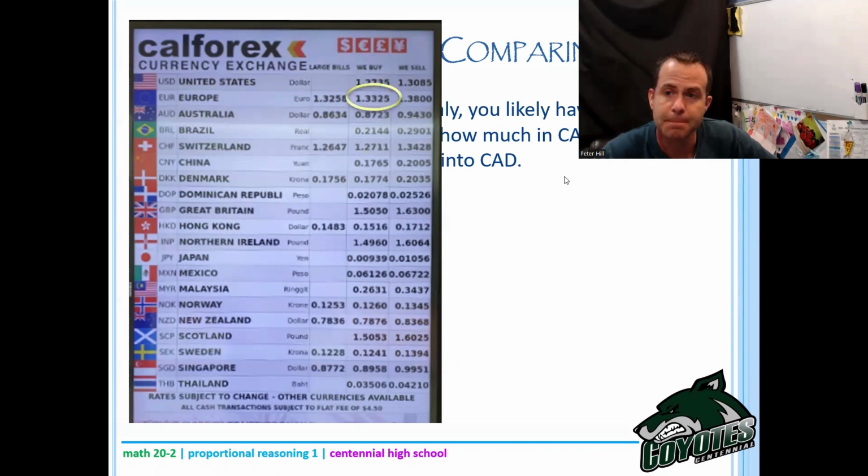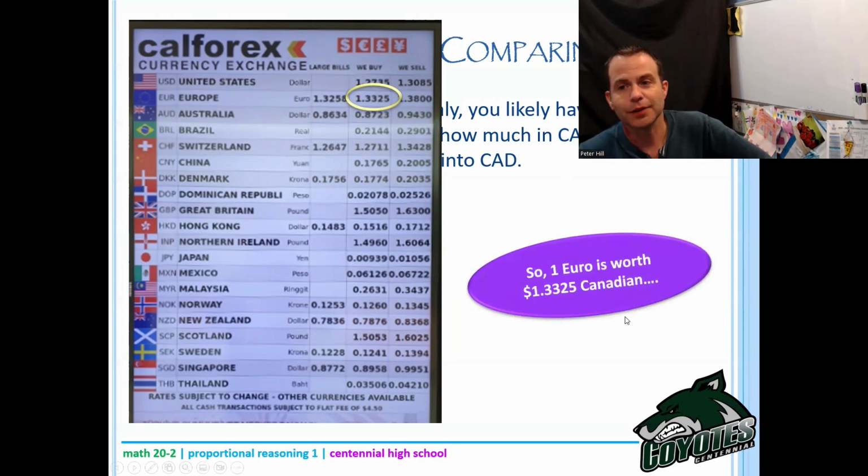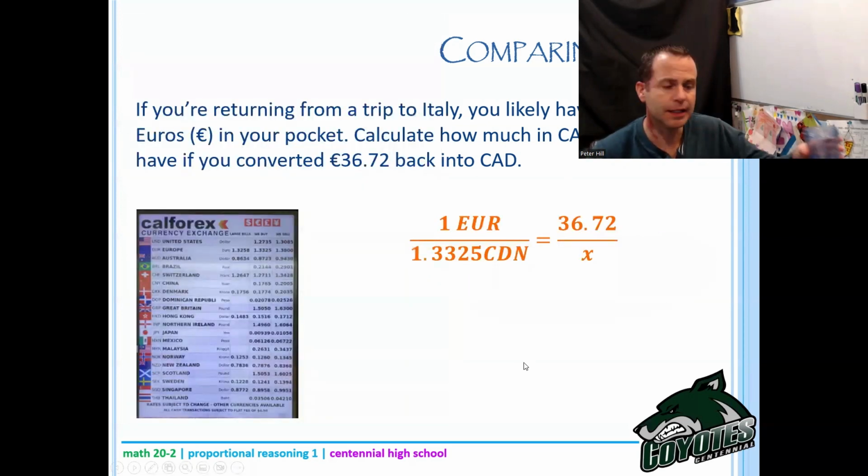So that is this 1.3325. And so we say 1 euro is worth 1.3325 Canadian. That becomes the fraction that we set up. I have 3672 euros. Again, euro was on top, so in my next fraction, euro had to stay on top. Canadian was on the bottom, so in my next fraction, Canadian had to stay on the bottom. And then we cross multiply.